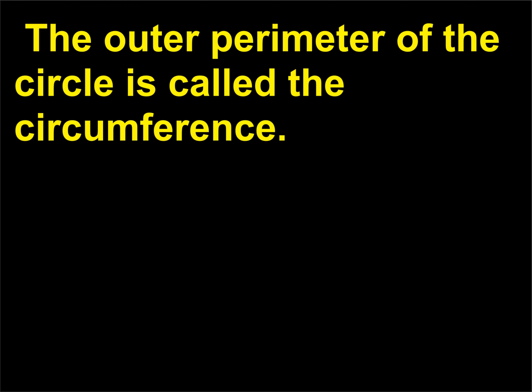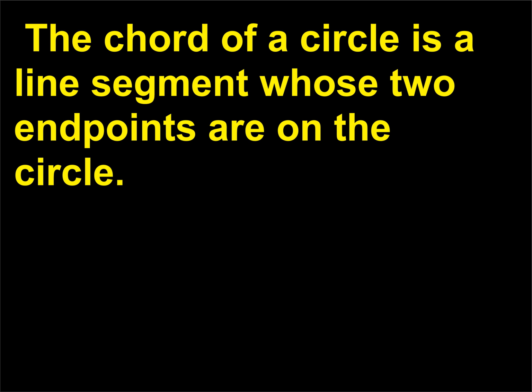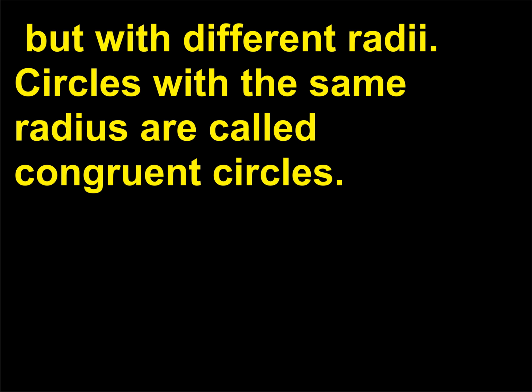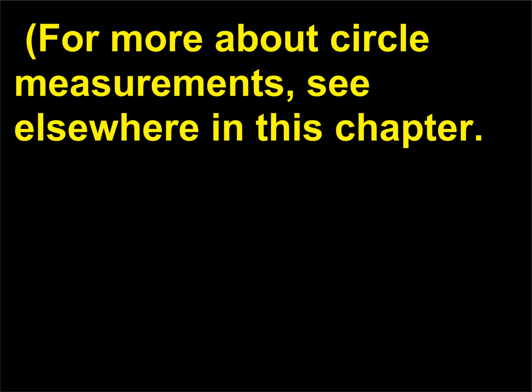The outer perimeter of the circle is called the circumference. The chord of a circle is a line segment whose two endpoints are on the circle. Concentric circles are two or more circles that lie in the same plane and have the same center, but with different radii. Circles with the same radius are called congruent circles. For more about circle measurements, see elsewhere in this chapter.